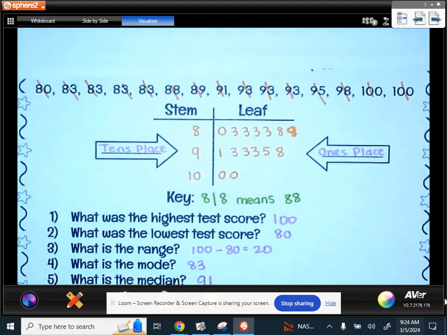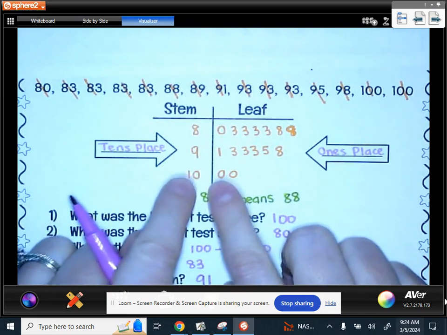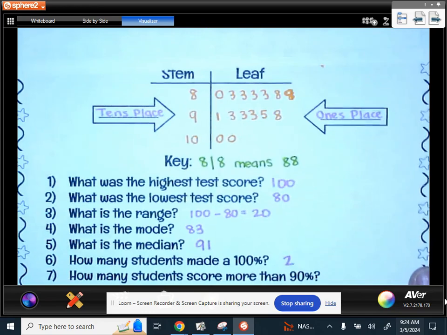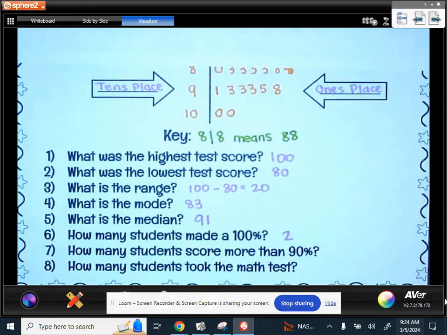How many students made a 100? Well, we had 2 100s here, so that would be 2. And then it says how many students scored more than a 90. We don't have any 90s, but just in case we had a 90, we wouldn't count a 90 because that's not more than 90. So more than 90 starts with 91.